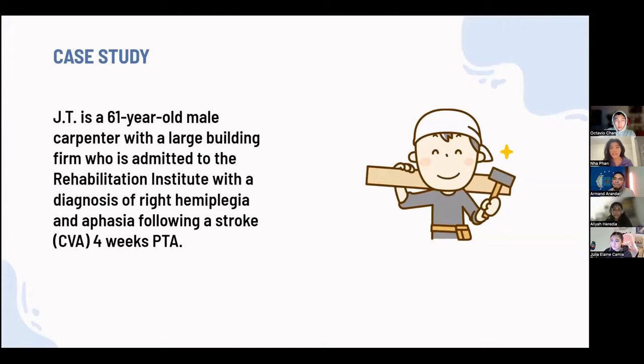So for our patient, we have decided the person is JT, who is a 61-year-old male carpenter with a large building firm, who is admitted to the Rehabilitation Institute with a diagnosis of right hemiplegia and dysphagia following a stroke, CVA, 4 weeks PTA.